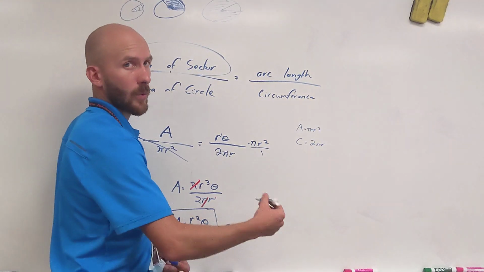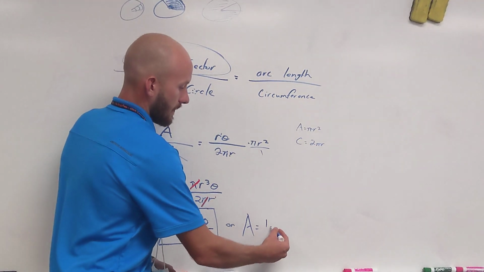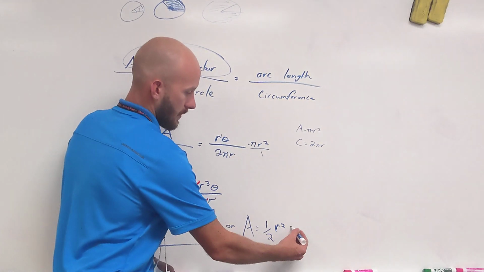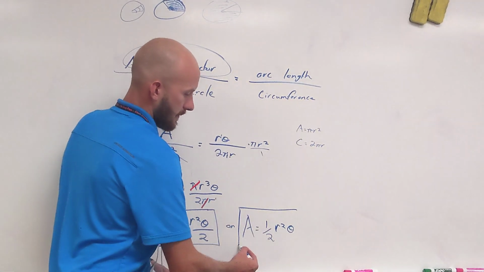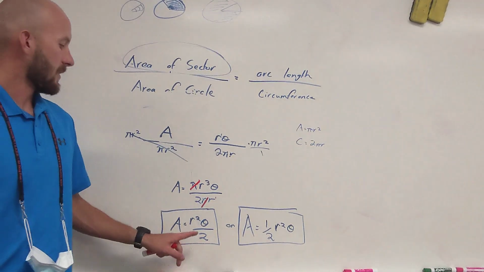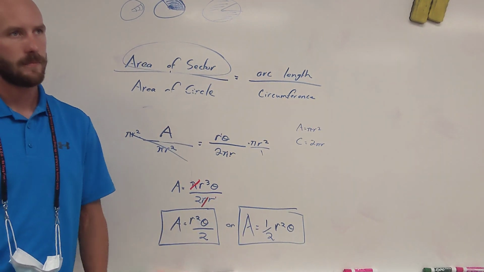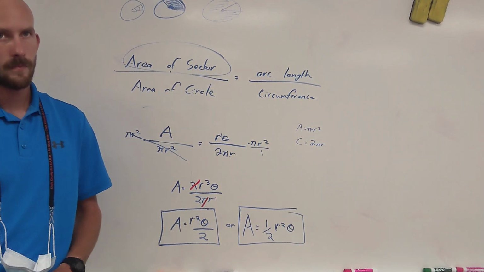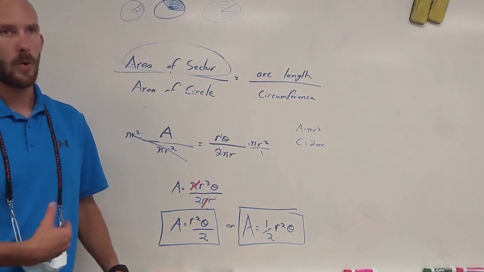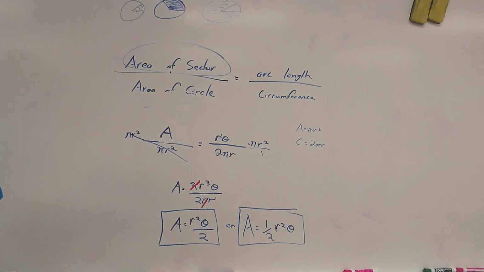The way that you'll see it written a lot of times is that it's 1/2 times r squared theta. Either one, those two formulas are equivalent. Dividing something by 2 is the exact same as multiplying by 1/2. So that's the actual formula we'll be using to find the area of a sector. Either one of those two. Okay. They're equivalent.